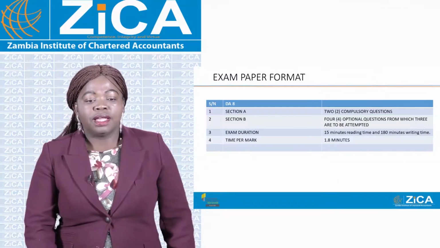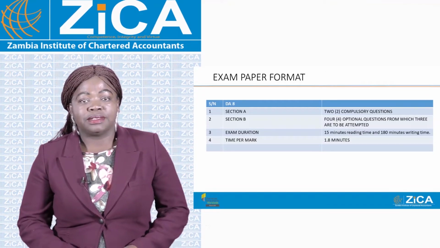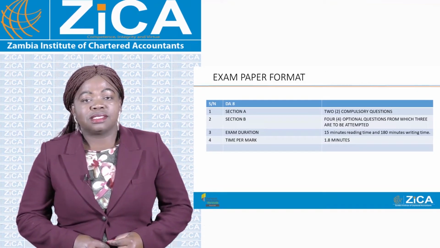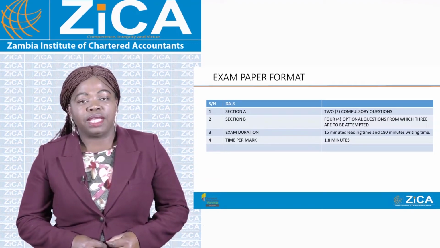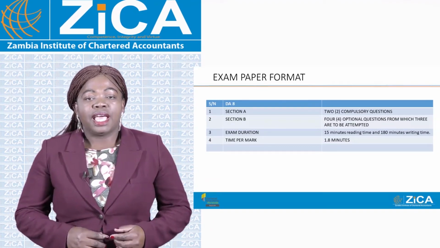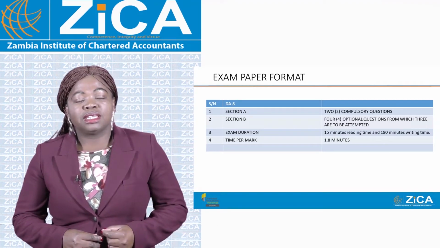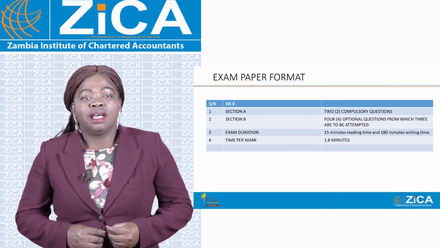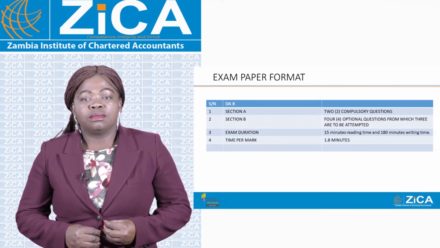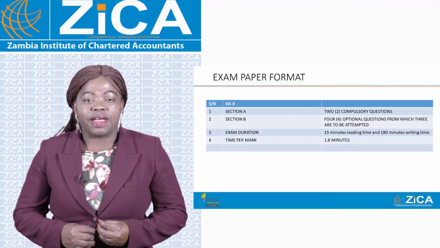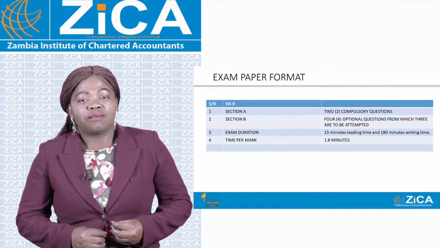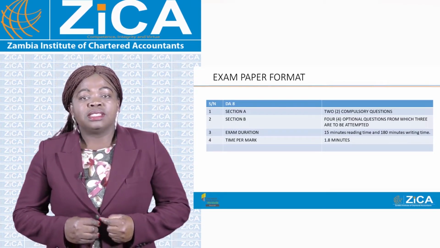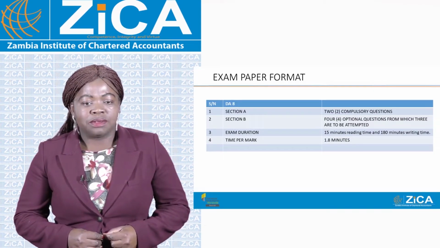To begin with, let me talk about the paper format. DA8 has got two sections, section A and section B. In section A of this paper, you get two compulsory questions. These questions will usually come from predictable syllabus areas. One will come from the group financial statements, another one will come from single entity company accounts.